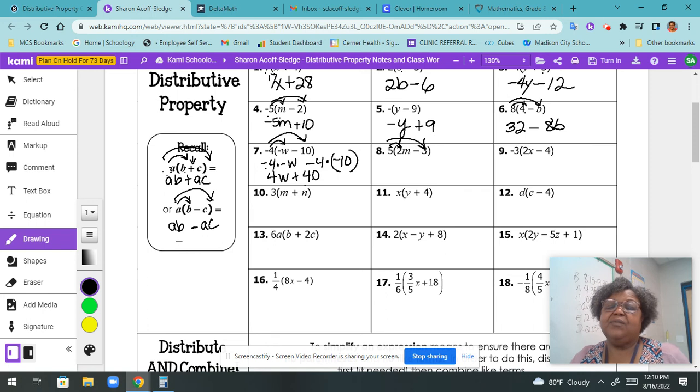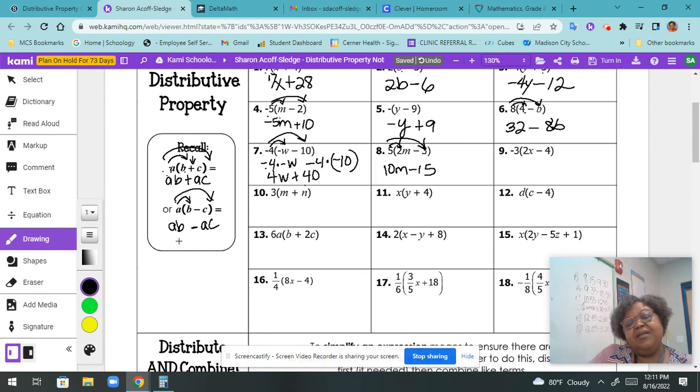So 5 times 2m is what? 5 times 2, 10, right? So it's 10 m's. And then 5 times a negative 3, minus 15, because the signs are different. So it's a negative relationship. They do not get along.